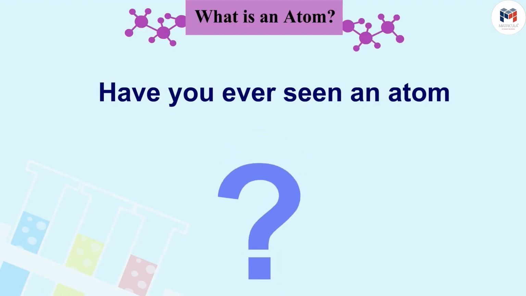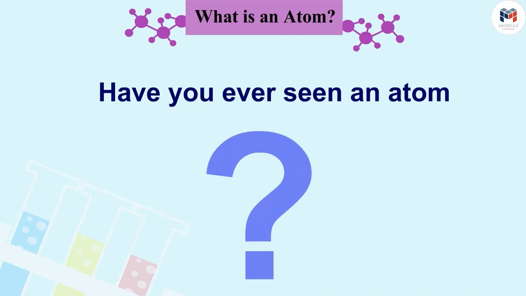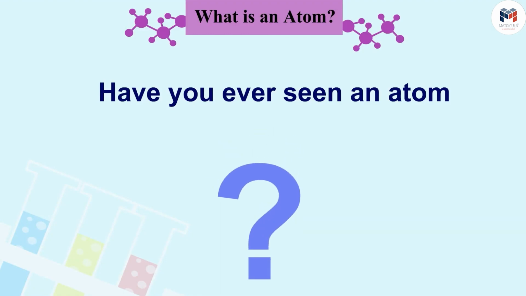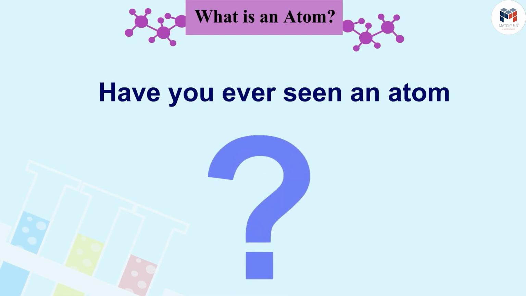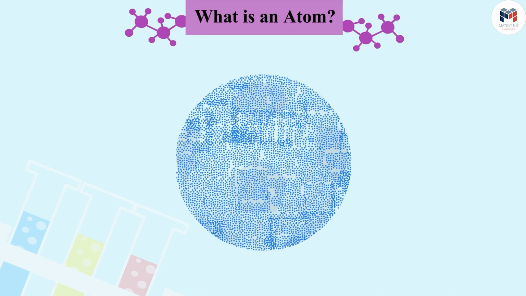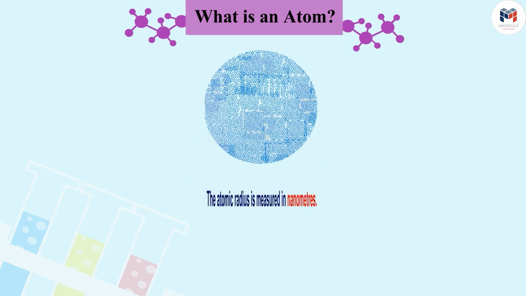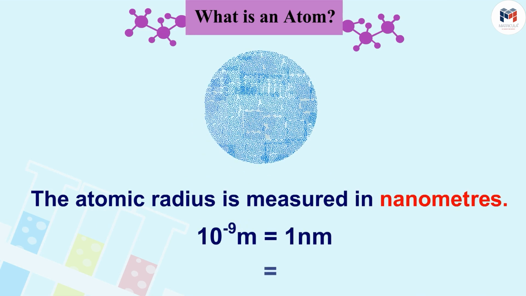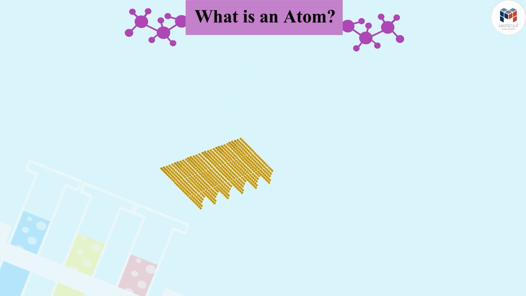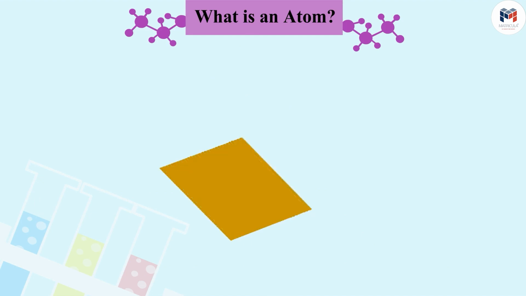Have you ever seen an atom? No. But why? Because they are so small, we cannot imagine or even compare. The atomic radius is measured in nanometers. When millions of atoms are placed on top of one another like a single rock, a layer as thick as a sheet of paper will be able to form.